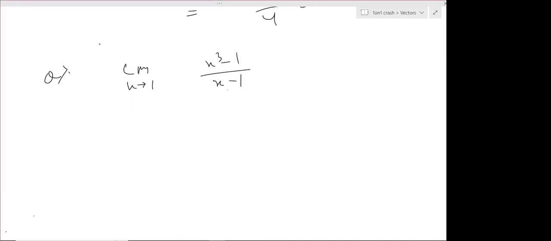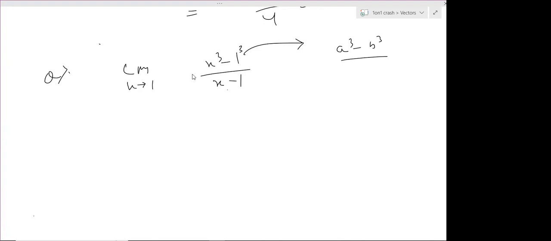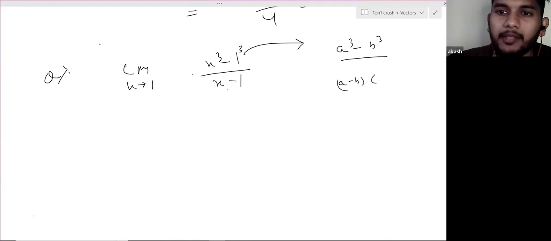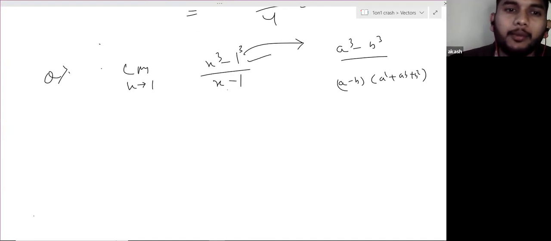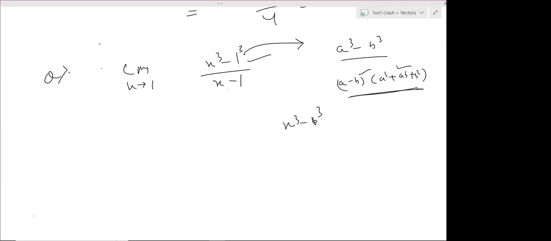We're supposed to rationalize the denominator, right? You just have to factorize. You can use this identity, a cube minus b cube, here in the numerator. Do you know this identity? Yes. So please use this: a minus b into a square plus ab plus b square. You can see the only way to factorize a cube minus b cube is using this identity. All right, this is the factorized form. So use this, you'll get the answer very easily.